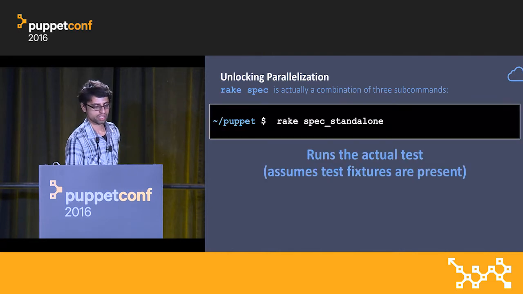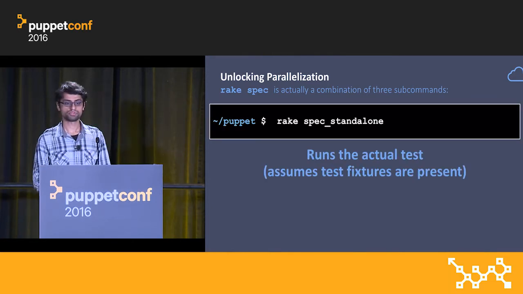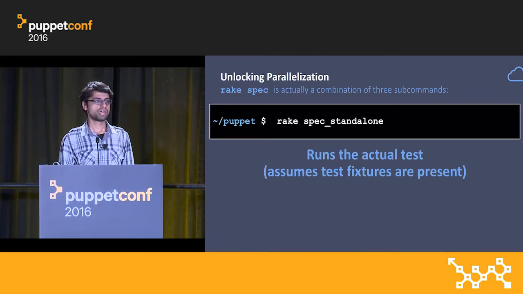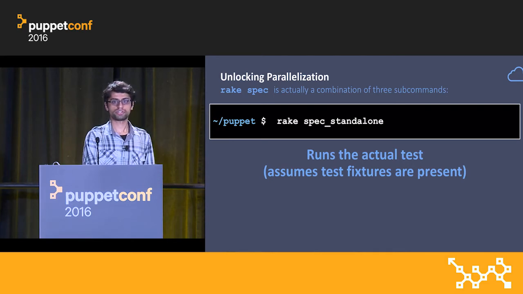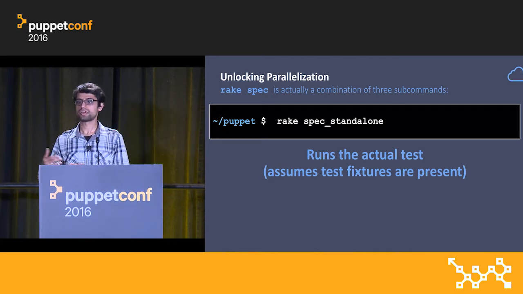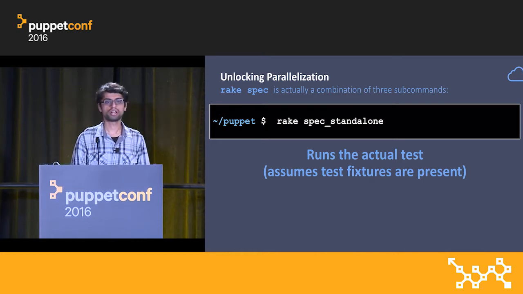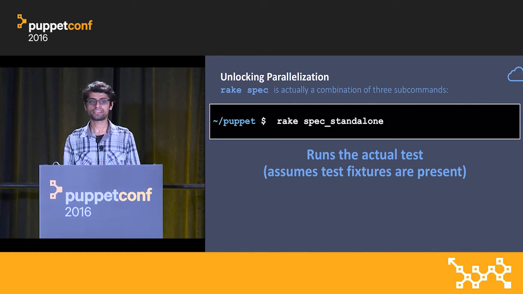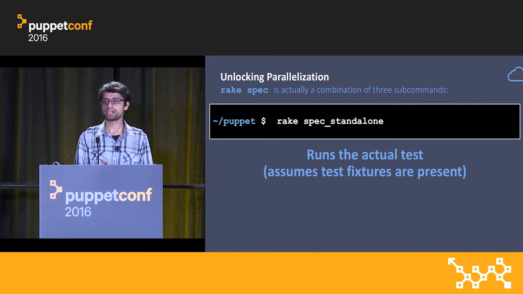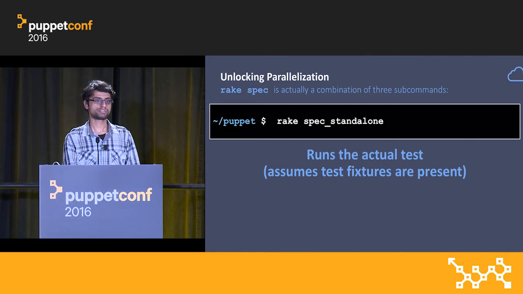What we needed was the third command that rake spec is composed of, rake spec standalone. This assumes that the fixtures directory is already present and simply runs the test. So when we were starting out to run our tests in parallel, we could first set up the fixtures directory using rake spec prep and at the end tear it down with rake spec clean. But all the tests would assume that the fixtures directory is already present.